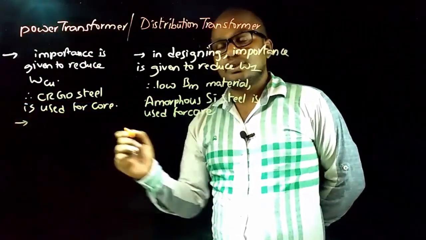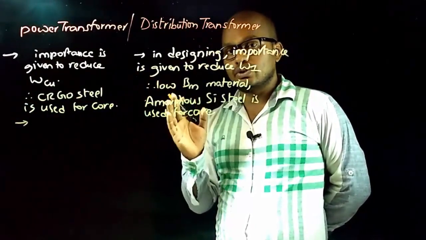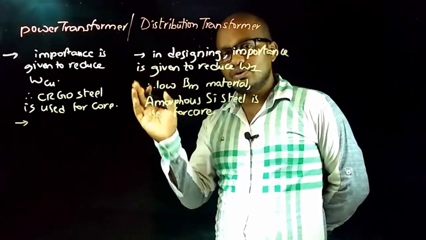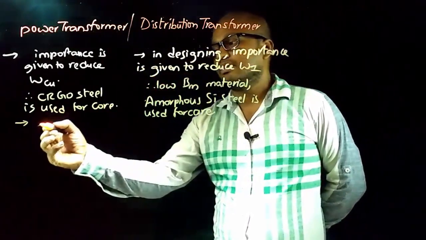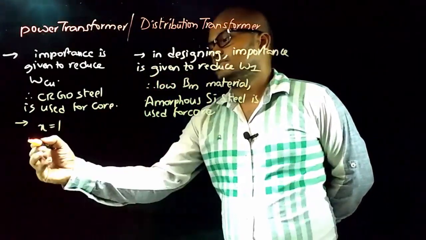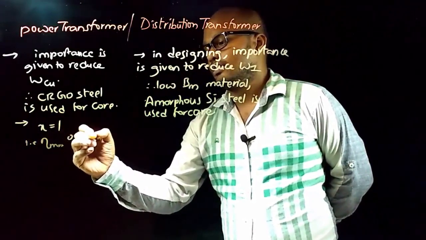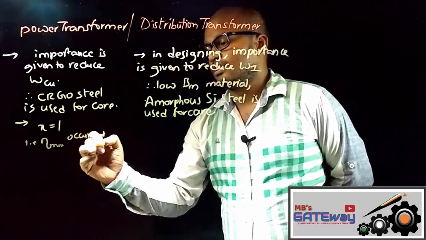And the other important point is, as the power transformer is 24 hours loaded, the average load is full load because it is continuously loaded for all the 24 hours. So here X is equal to 1, that is, maximum efficiency occurs at X equal to 1.